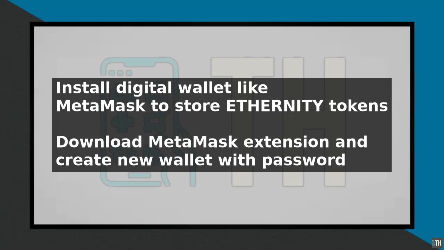To buy ETHERNITY easily in 2022 using Uniswap, you need to start by installing a digital wallet that supports Ethereum, such as MetaMask. This wallet will be used to store your ETHERNITY tokens and interact with the Uniswap platform. First, go to the MetaMask website and download the extension for your browser.